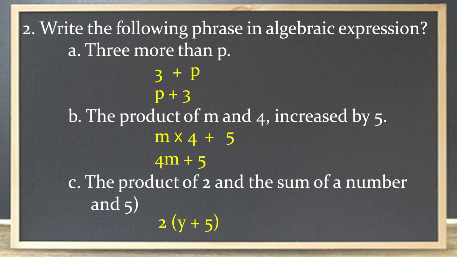So you have the product of 2 and the sum. The sum is addition, the sum of a number and 5. So the sum of a number and 5 is y plus 5, and the product of 2 and that is 2 times y plus 5. We know parentheses also mean multiplication. I hope you get the concept that we are trying to build as we move along in algebraic expressions, which will lead us into algebraic equations.